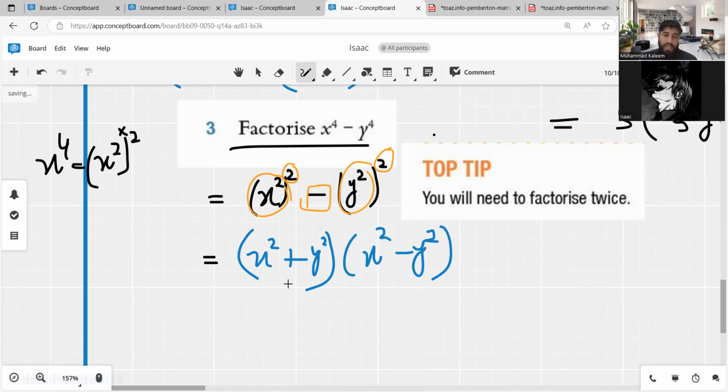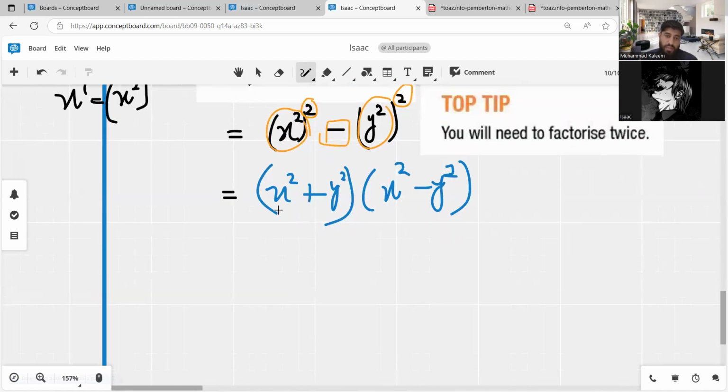In this format, can I expand this one further? Can I implement the formula for difference of square numbers here? No. Why not? Because there is no difference. No doubt we have square numbers around the sign, but the sign is not a difference. It's not negative, it's positive. So that's why we cannot implement the difference of square numbers.